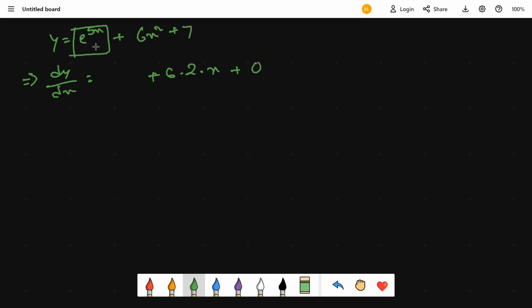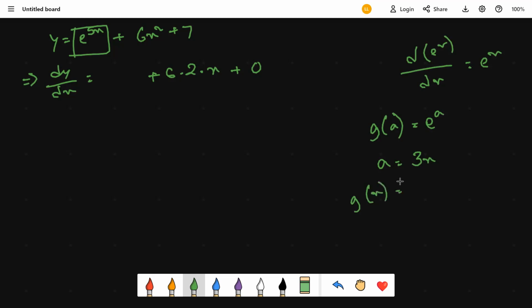Now coming to the exponential part, e to the power 5x. Remember in the first class I mentioned that differentiating e to the power x simply gives us e to the power x. Now in e to the power x, there are actually two functions. One is g of a equals e to the power a, and that a itself is another function, let's say 3x. So g of a, replacing a, gives us e to the power 3x.